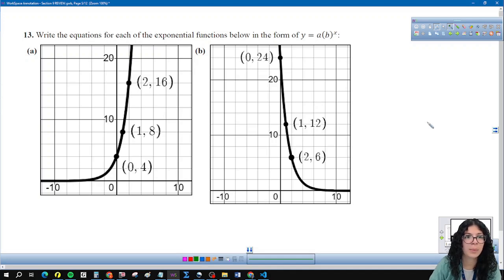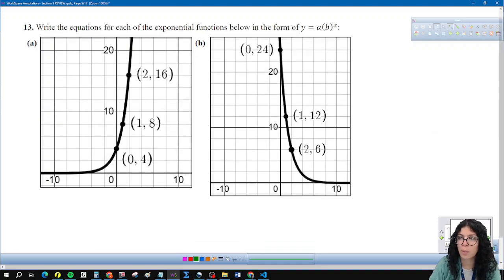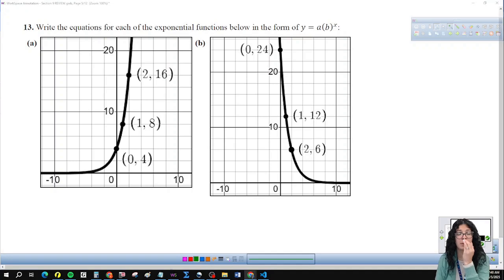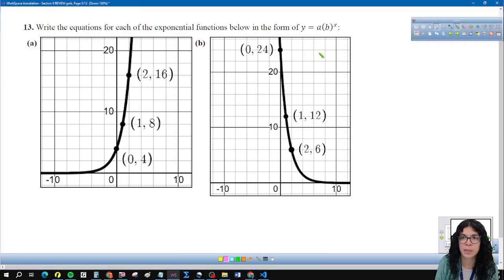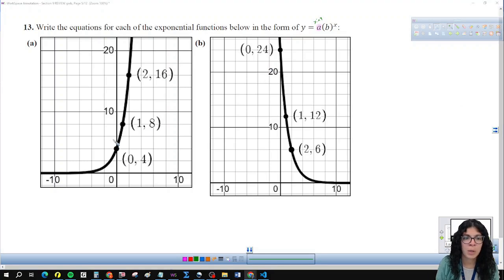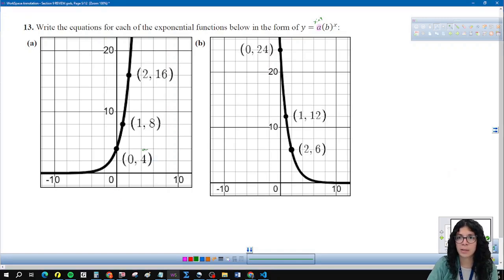Next up, number 13, write the equations for each exponential function below in the form y equals a times b to the power of x. All right, so there's multiple ways to go about this. I would say definitely what we always need first is our a value. Remember, that is the initial value or the y-intercept of the graph, which is when x equals 0. For all exponential functions, that's what we're looking at here. So on part A, my y-intercept is 4, so our a value is 4.